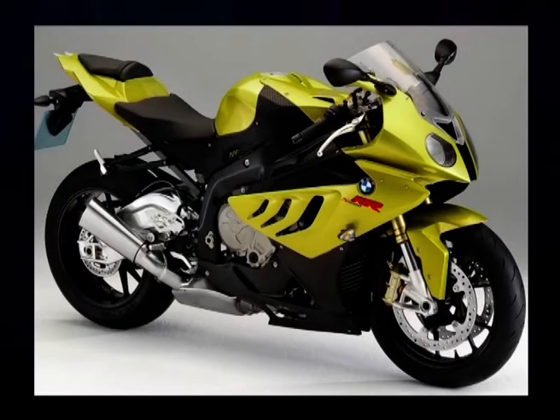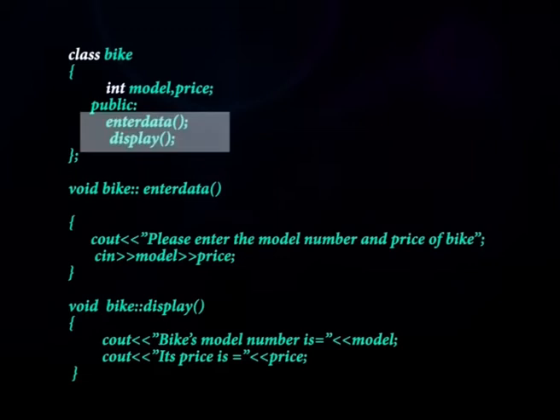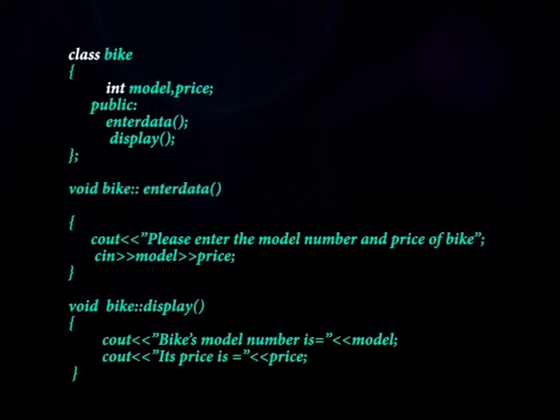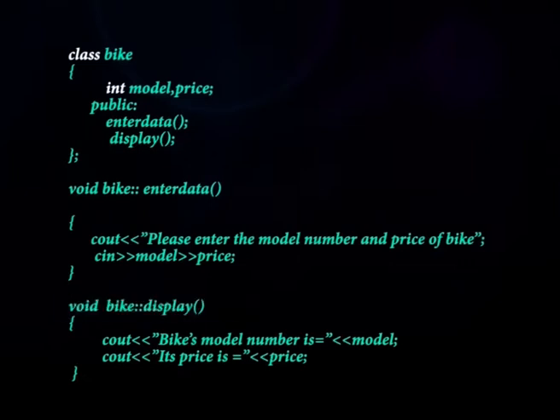Let's take another example of writing a simple program that accepts the model number and price of a bike and then displays them. For this, a class bike is defined with model and price as private int type data members. Enter data and display are function declarations. This function definition defines how to accept the model number and price of a bike. This function definition defines the display services provided by the class.